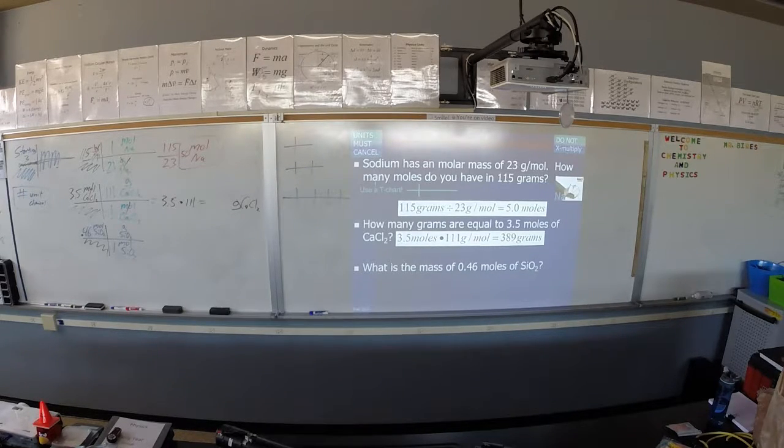60 sounds great. No, that is our starting unit. That's not molar mass. That's our starting unit. So our starting unit is moles of silicon dioxide, but our molar mass is going to allow us to convert that to grams.